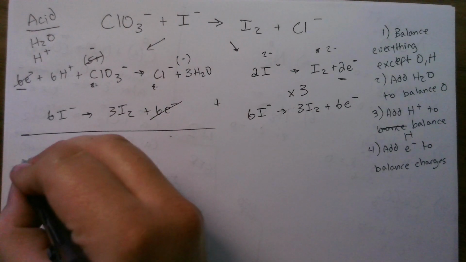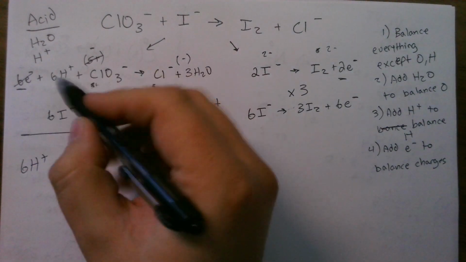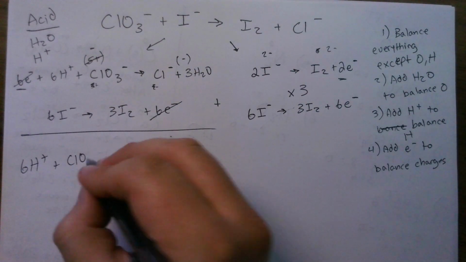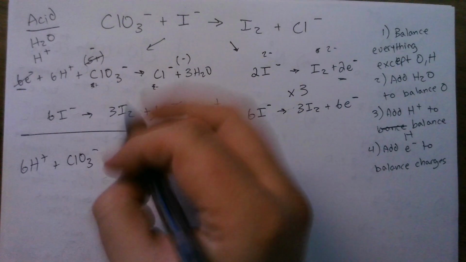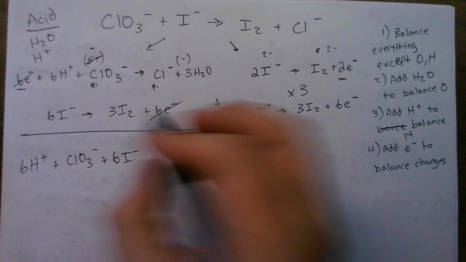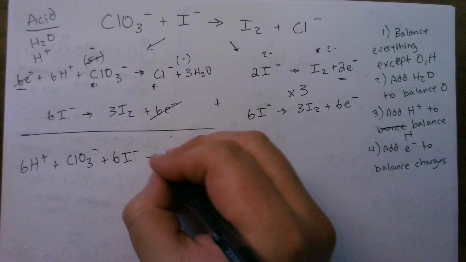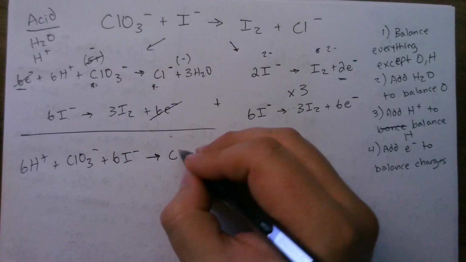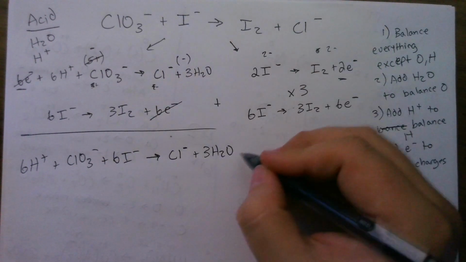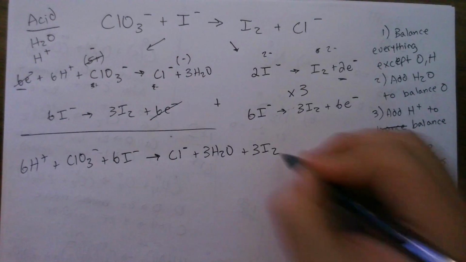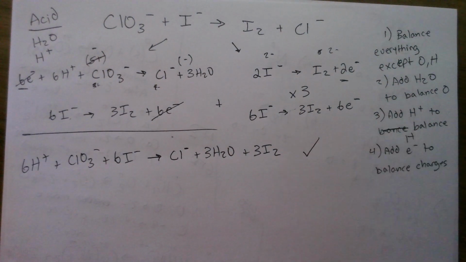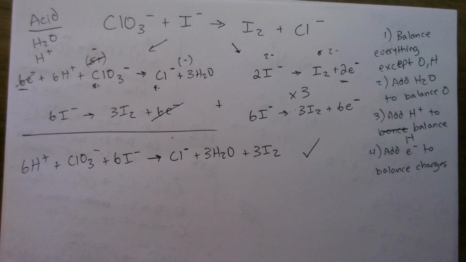So I'm just going to start listing my reactants. 6H plus, ClO3 minus, plus 6I minus. Those are all the things on the left. Yields Cl minus, 3 H2Os, 3 I2. That is your answer. That is your fully balanced reaction.